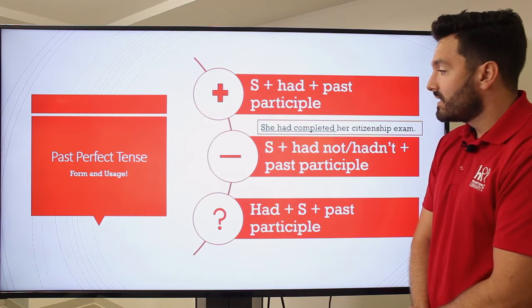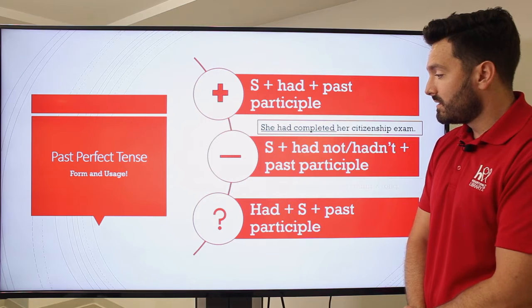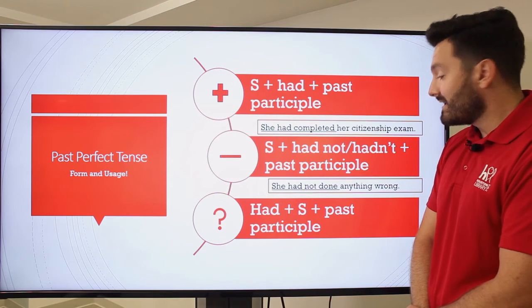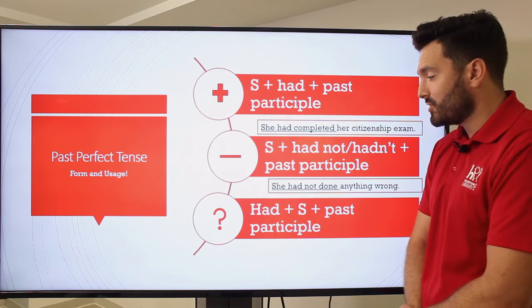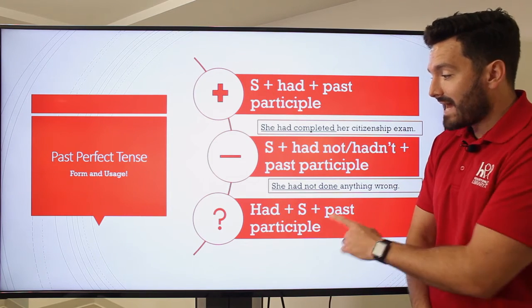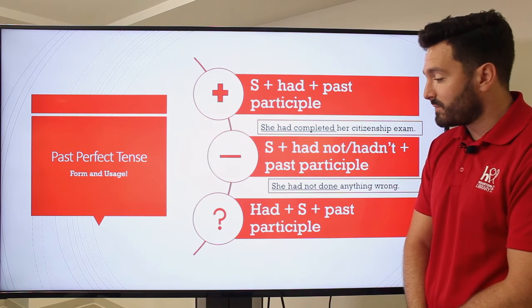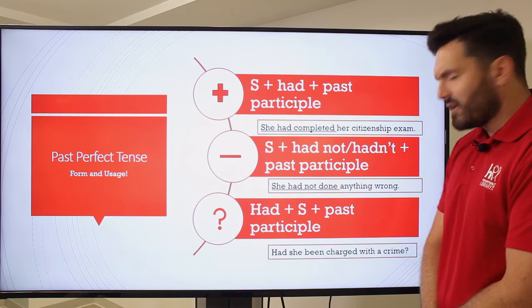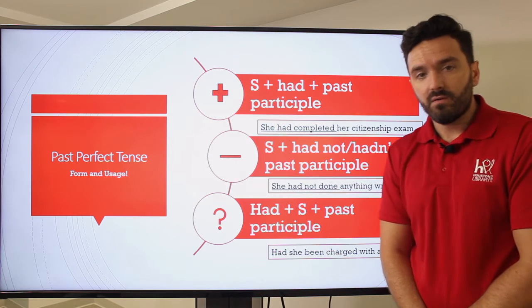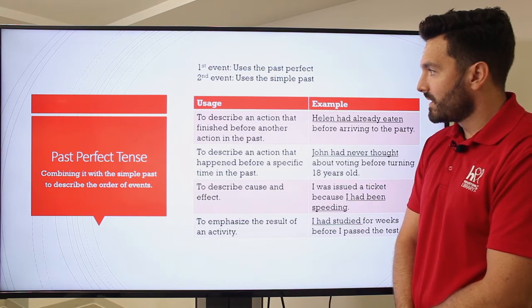How about the negative? It's subject plus had not or hadn't plus the past participle. She had not done anything wrong. She was arrested, but she had not done anything wrong. And then finally, to ask a question, the interrogative. Had plus subject plus the past participle again. Had she been charged with a crime? I don't know. I'm not sure. So, let's keep on going here.